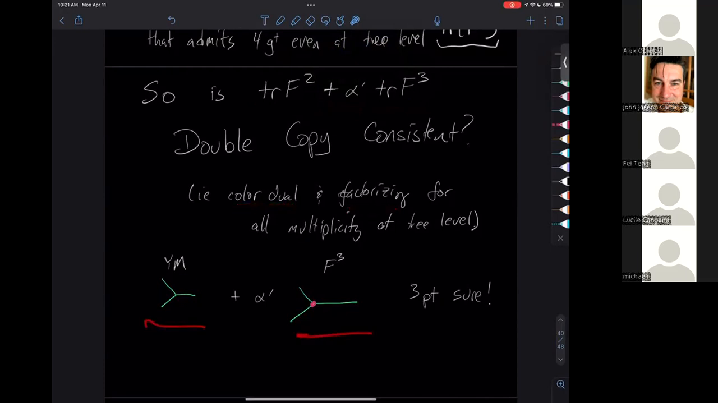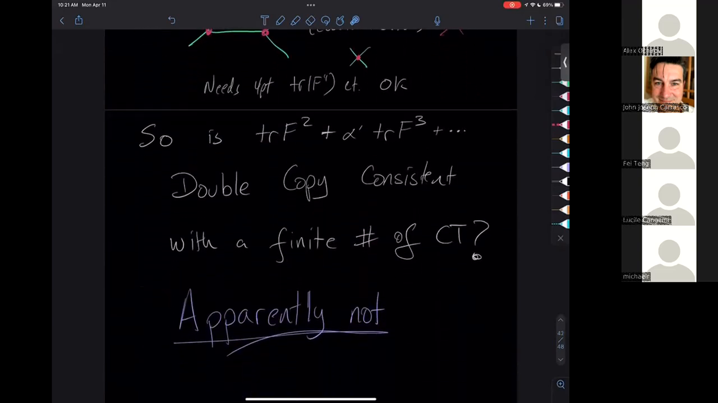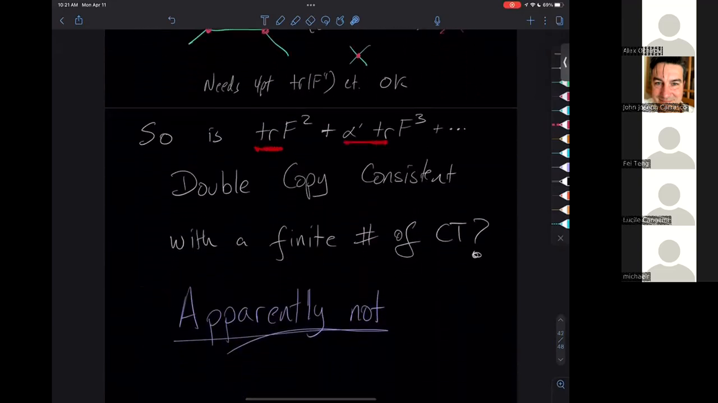And it sure is at 3 points. This is antisymmetric, and that's all you need. At 4 points, of course, Yang-Mills is, a single insertion of trace F cubed is, the double insertion isn't. It needs this 4-point trace F to the 4 counterterm that I mentioned above. So I need to add something to the action I wrote down above. I need to add this operator to make the alpha prime double insertion, so the alpha prime squared contribution of the theory, color dual. That's fine.